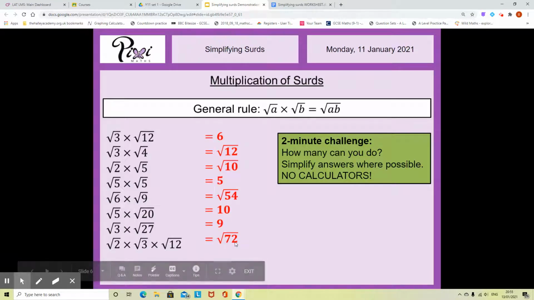Here are the answers. Square root 3 times square root 12 is square root 36, which can be square rooted into 6. Square root 3 times square root 4 is square root 12. And just to focus on the final question, 2 multiplied by 3 is 6. 6 times 12 gives us 72, which is square root of 72.